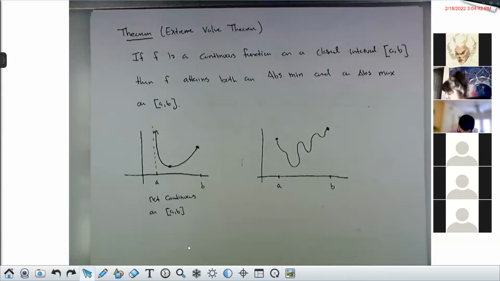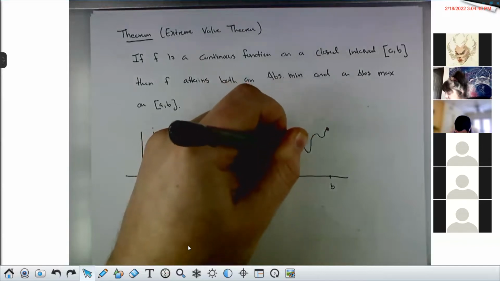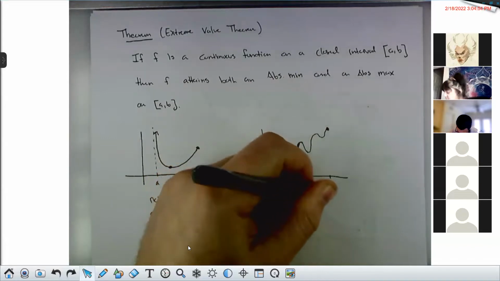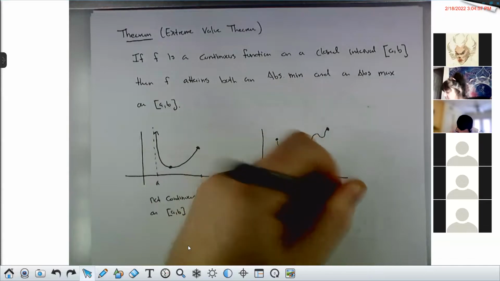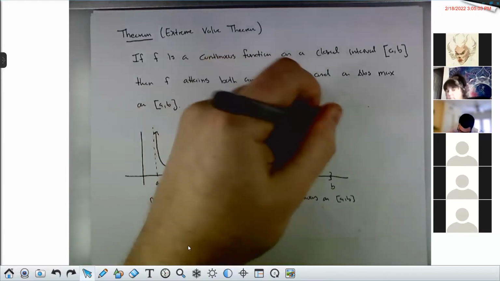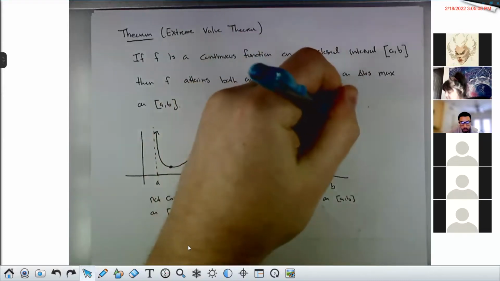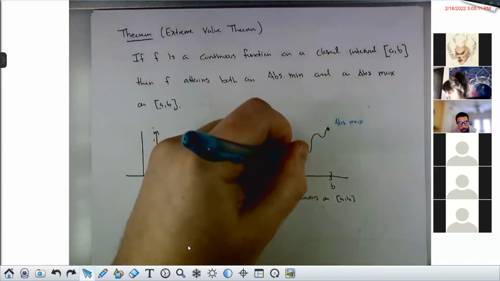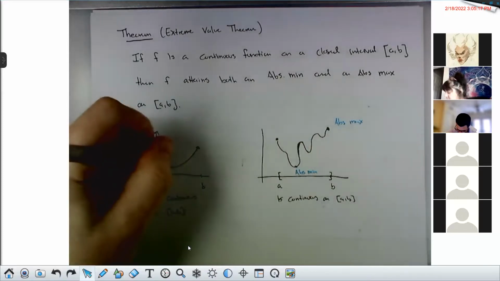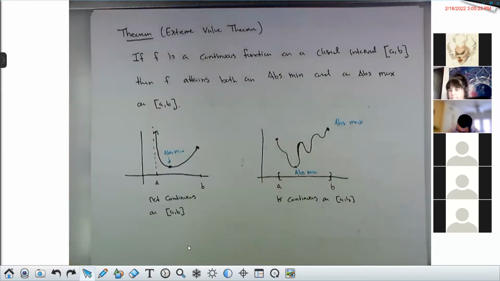So this is continuous. I'll pretend like I didn't violate the definition of a function right here briefly. This is continuous on AB, the closed interval AB. So we do end up with an absolute max and an absolute min. Here we had an absolute min, but no absolute max.